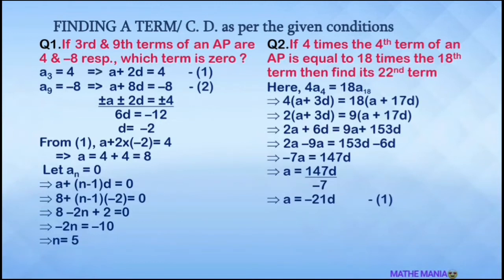Now we have to find a22. As per the formula, a22 is equal to a plus 21d. Replacing the value of a from equation 1, we get minus 21d plus 21d, which is equal to 0. So the 22nd term of this AP is 0.